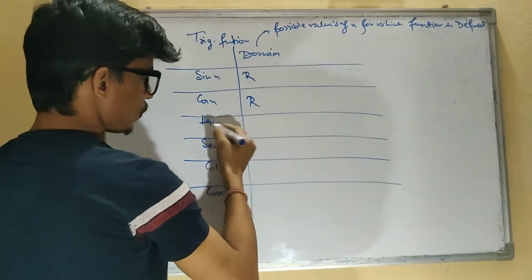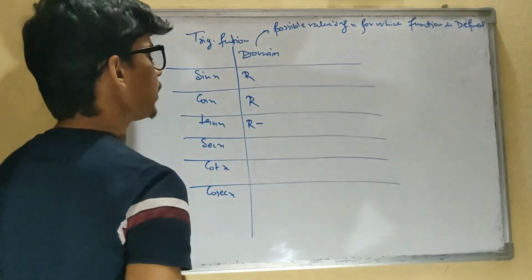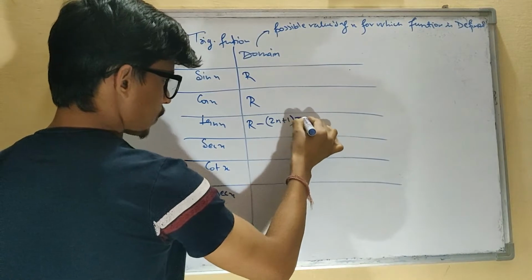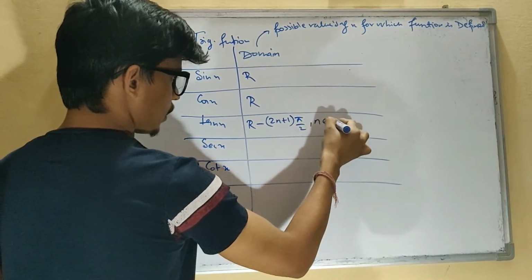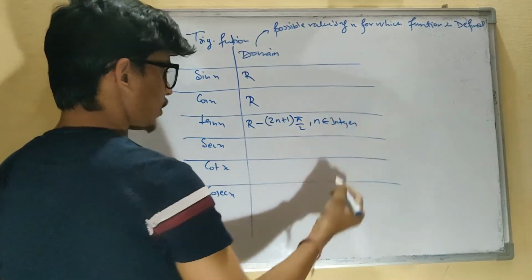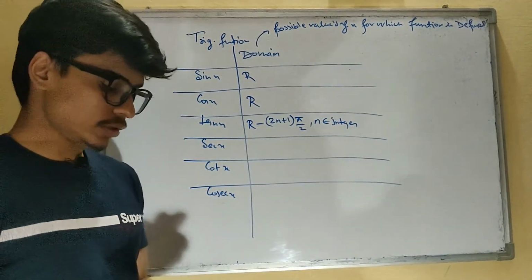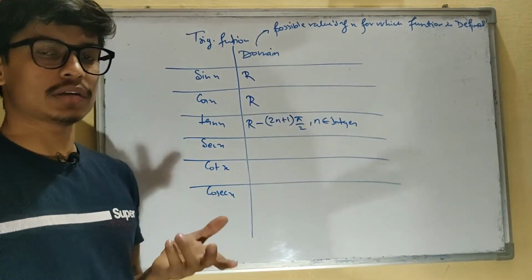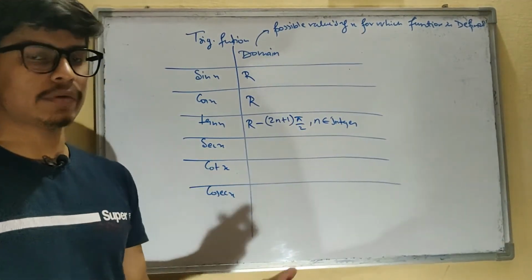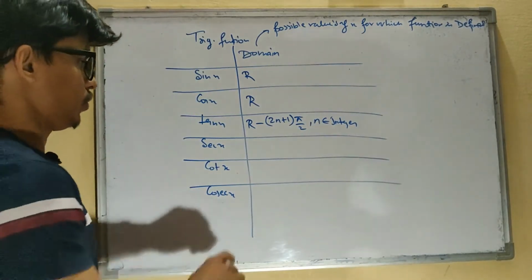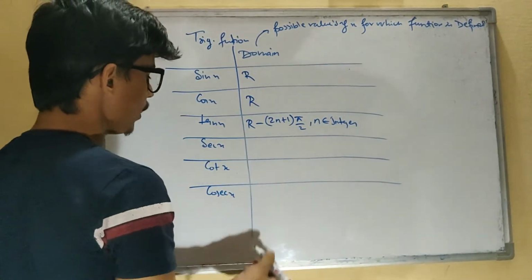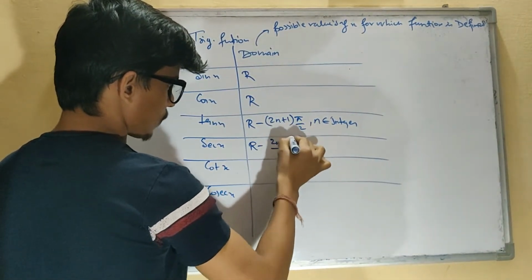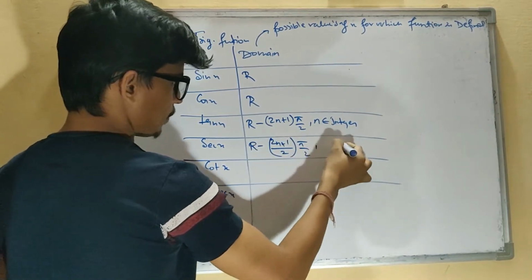So for tan x, all real numbers except odd multiples of pi by 2, that is (2n+1) pi by 2, for n being an integer. At these values there is no defined value of y, because y becomes infinity, so they are not defined. That is why the domain is like this. And for sec x, all real numbers except the same values, where n belongs to the integers also.